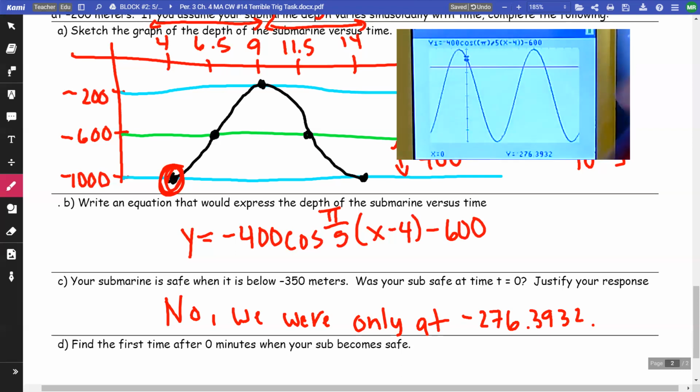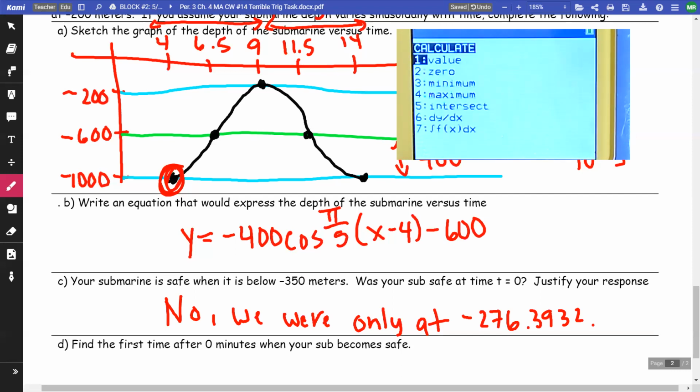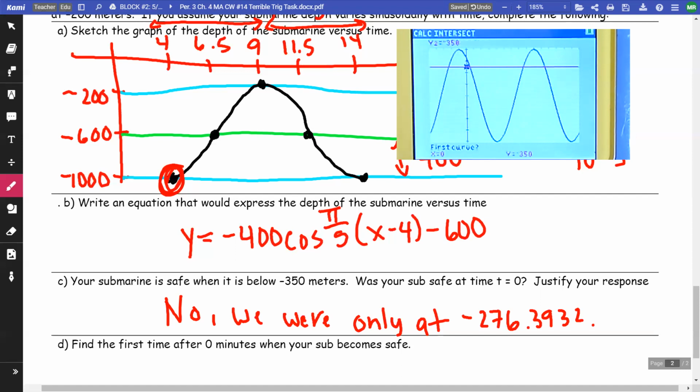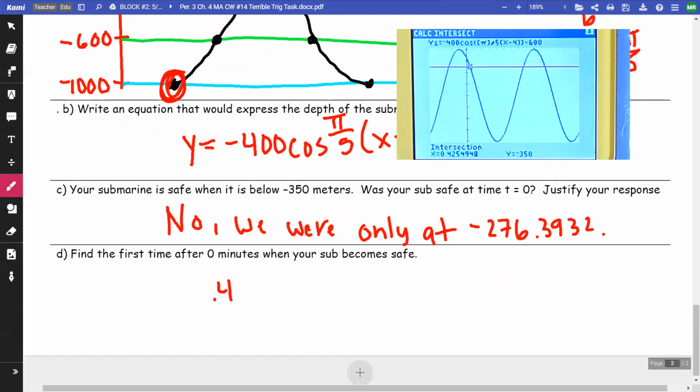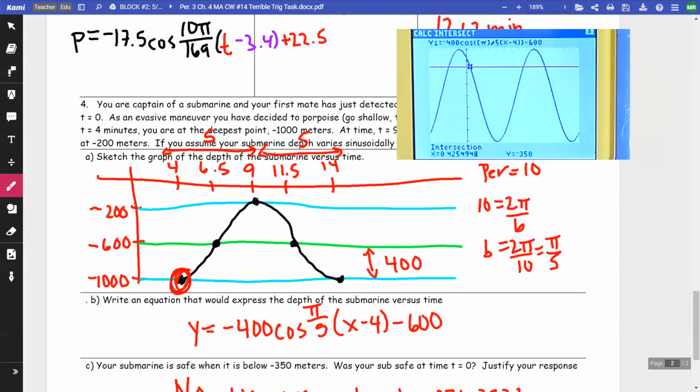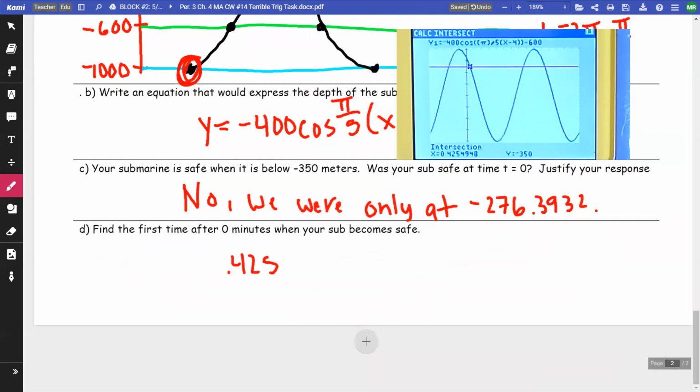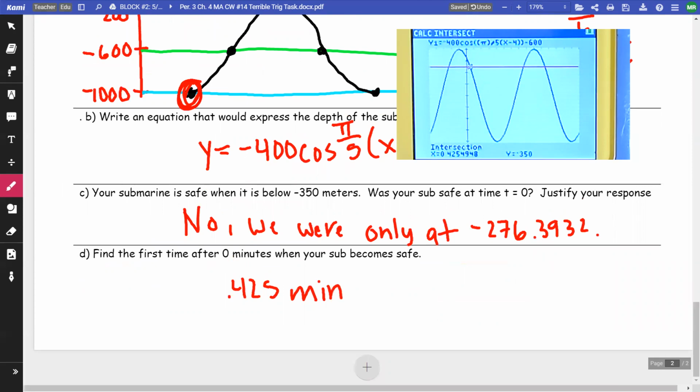So the first time after 0 that it becomes safe is right here. So I want to find that point of intersection. So I'm going to go second and calculate. I'm going to go down to number 5. I'm going to hop down here to the line. I'm going to hit enter once, enter twice, enter 3 times. And it's saying at 0.425. The time was in minutes. So 0.425 minutes. That is our answer.